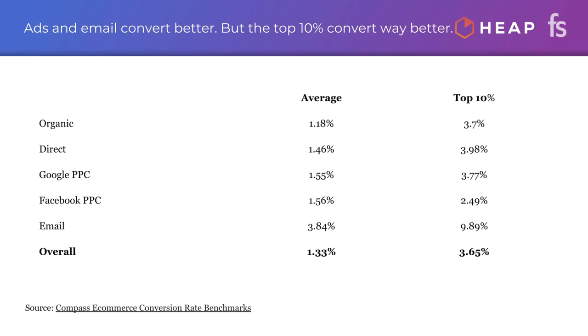Although for Google PPC, the top 10% have a higher conversion rate versus Facebook PPC. So that tells me that if you're going to choose between Google PPC and Facebook PPC, you probably want to spend more time optimizing for Google PPC, since the ceiling for return might be higher. Your mileage may vary, but definitely interesting stats to take a look at.